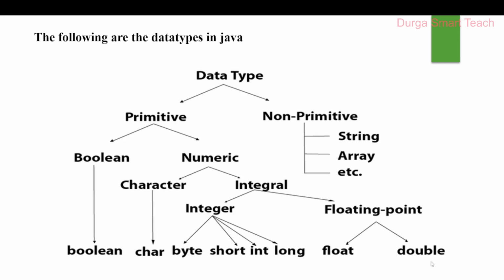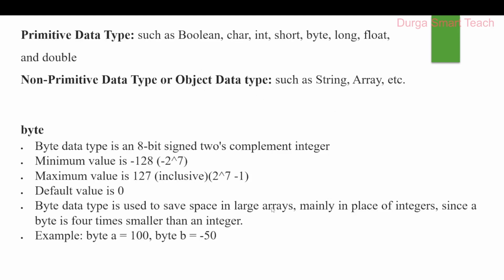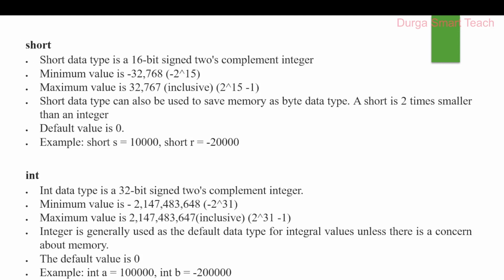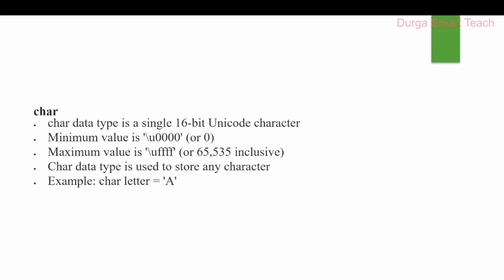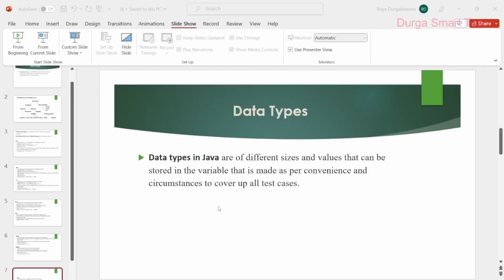Every data type contains a minimum value and a maximum value. This is known as the range, and this is known as the default value. The byte default value is 0, and the byte data type accepts -128 to 127. Next are short, int, long, float, double, boolean and character data types. Okay, so these are the different data types.